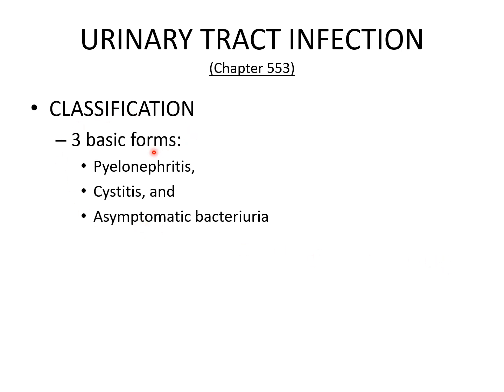There are three forms of your UTI or urinary tract infection. This includes pyelonephritis, cystitis, and asymptomatic bacteriuria. So if you have not yet identified what part is involved in the infection, your diagnosis of urinary tract infection is a broad diagnosis. That means you still do not know where the infection is located, what part of the urinary tract is involved. But later, if you have identified what part of your urinary tract is infected, then the most specific diagnosis is pyelonephritis, cystitis, or asymptomatic bacteriuria.